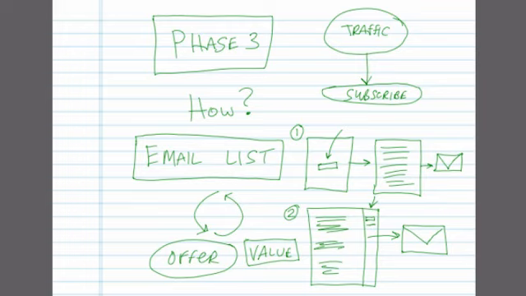But the second part of that process goes beyond just being able to get them on the email list. And that's what we'll talk about in phase 4.